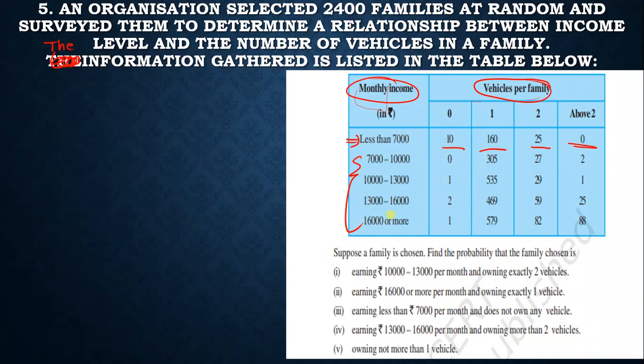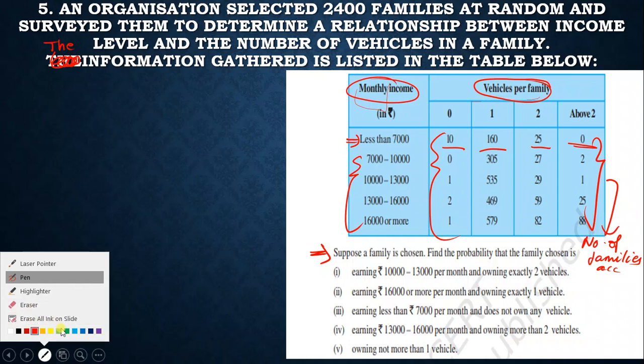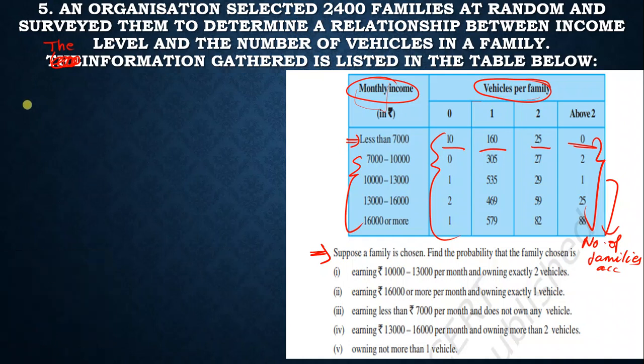So basically this is the income side and these are the number of families accordingly. Now in the question we say that suppose a family is chosen at random. Find the probability that the family chosen is earning rupees 10,000 to 13,000 per month and owning exactly 2 vehicles. So how will we do this?